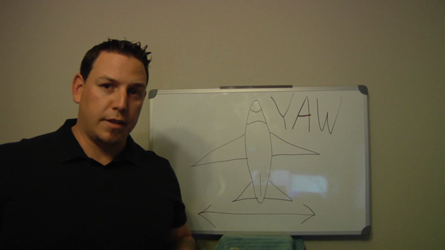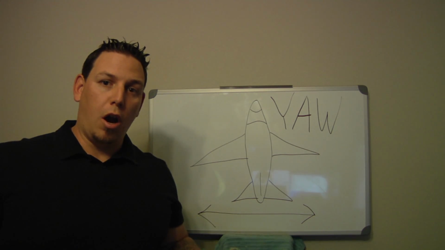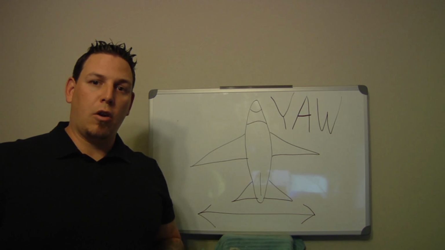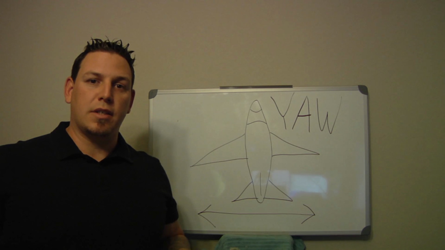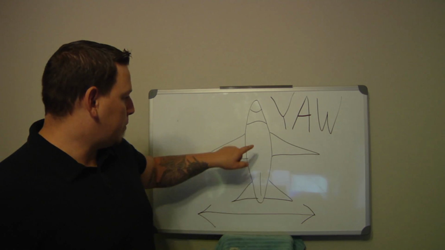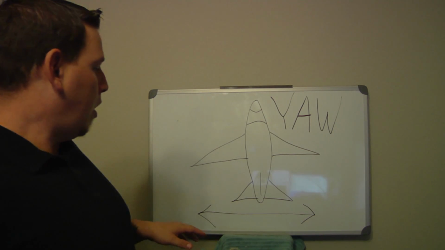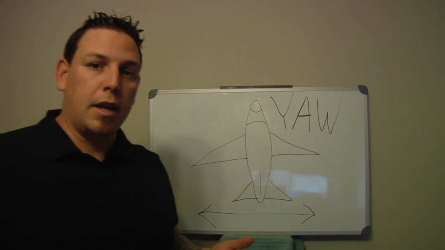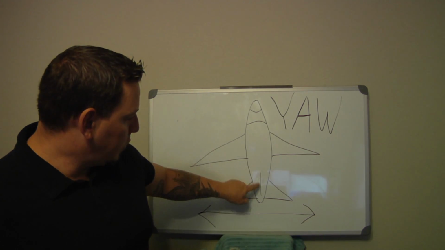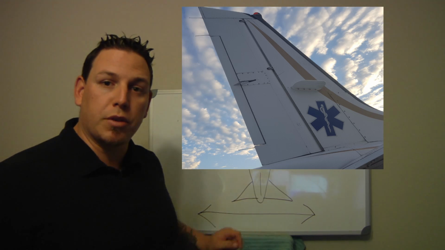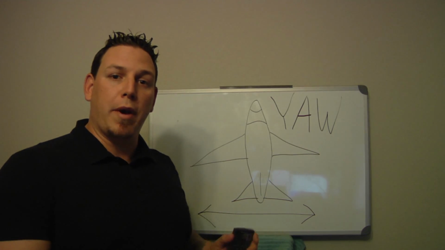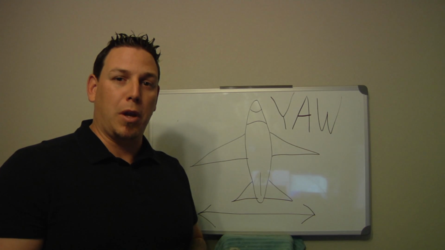So the third axis is going to be yaw. Now this is the aircraft being pushed side to side, with this being the center point. So the back end kind of wagging its tail like a dog. So the way we can control that is through the rudder. It's a control surface on the back of the vertical stabilizer and is controlled by the rudder pedals inside of the cockpit.